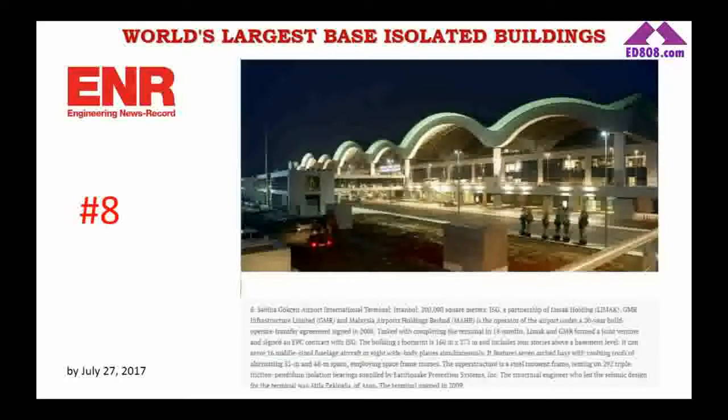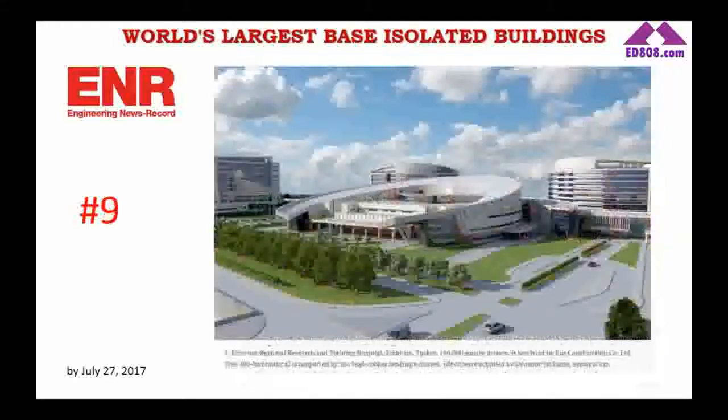Eighth one, from Turkey, the second airport of Istanbul, in the Asian side of Istanbul, Anatolian side of Istanbul. It's called Sabiha Gökçen Airport Terminal. It's right now in service. It's covering 200,000 square meters, and it is seismically isolated.